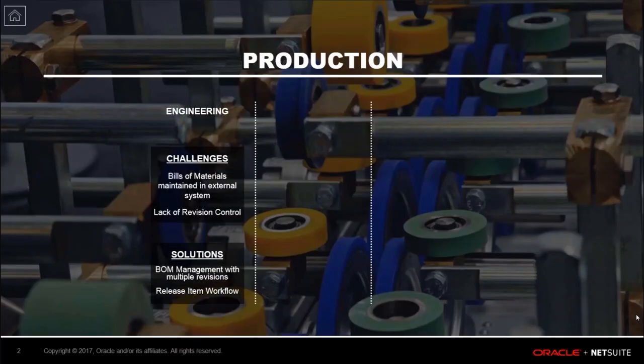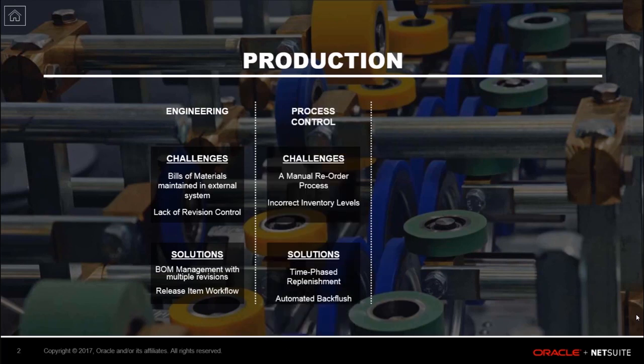Prior to implementing NetSuite, most companies face a similar set of business challenges. For the production process, businesses want to better manage their bills of materials with multiple revisions and a workflow to approve items. Most companies have a manual reorder process and are unable to get real-time accurate inventory numbers. Using NetSuite's fully integrated real-time inventory and automated replenishment planning, companies become more efficient and effective in managing their warehouse.